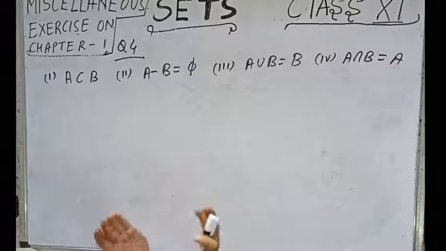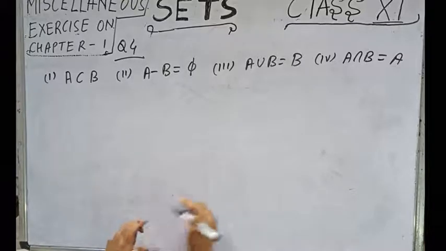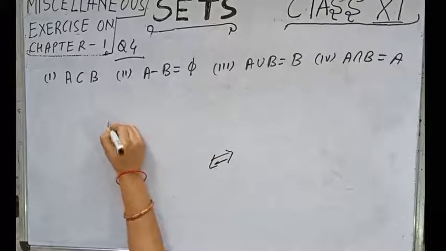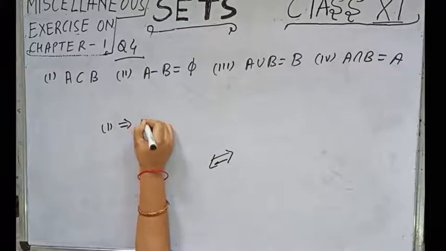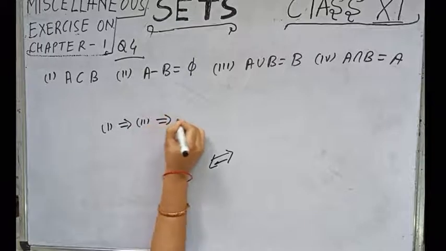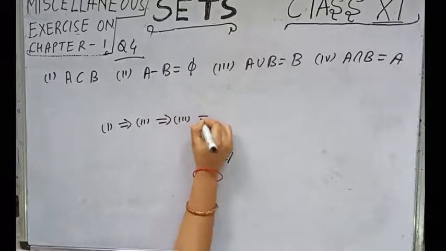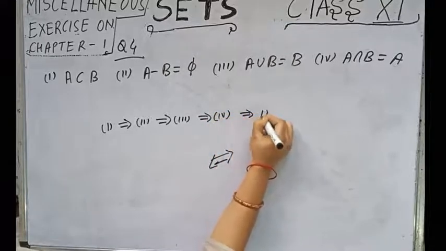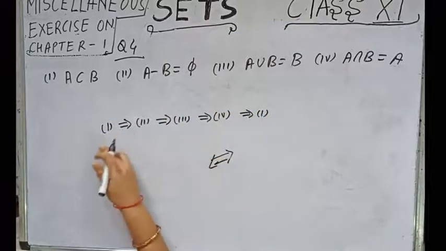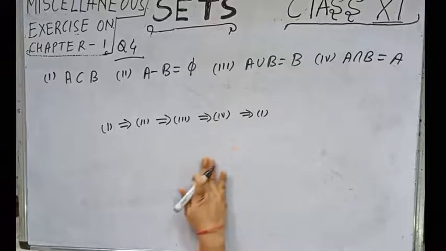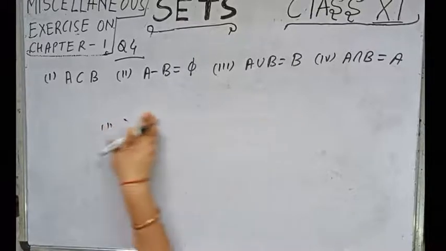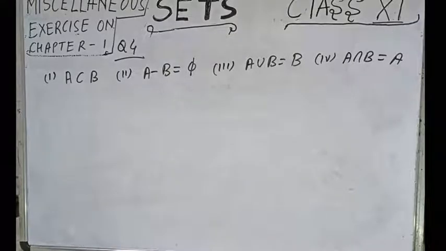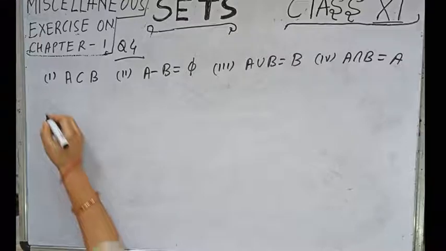So equivalent means implies and is implied by. So if I prove over here that 1 implies 2, which implies 3, which implies 4 and which implies 1, so I am getting the cycle. So each is implying each other. So each of the given statements which I have to prove will be equivalent. So let us start. I am first proving 1 implies 2.